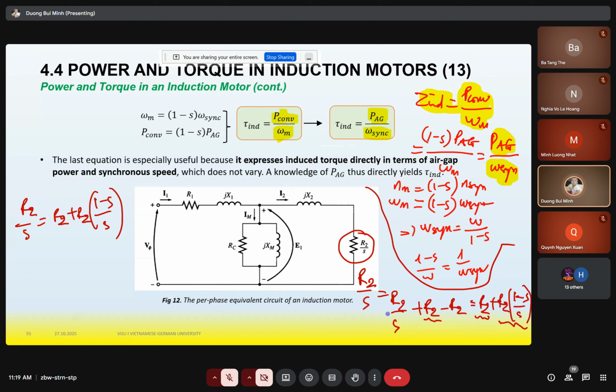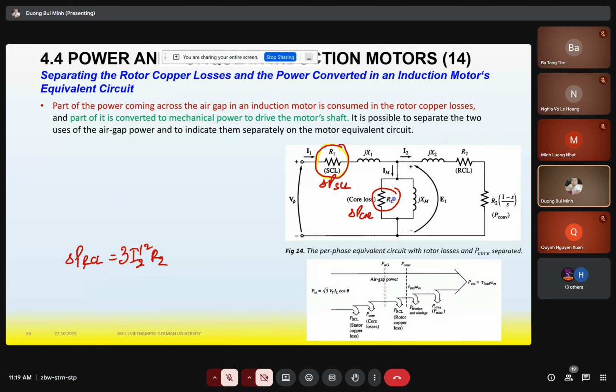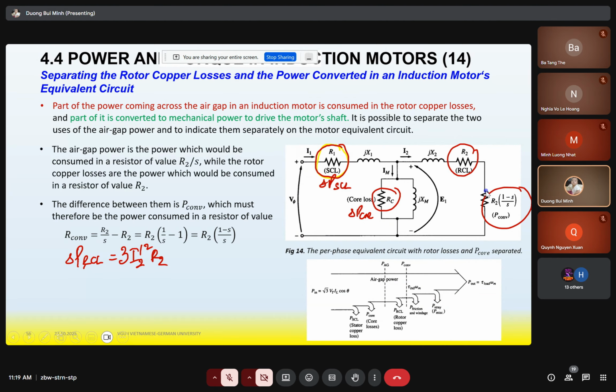Okay, so we have these components to be the combination of R2 and R2 times (1 minus S) over S. Okay, yeah. So that is the reason here. We have R2 and R2 (1 minus S) over S. Okay, so now we have the appearance of R2, so that means you can calculate delta P_RCL.